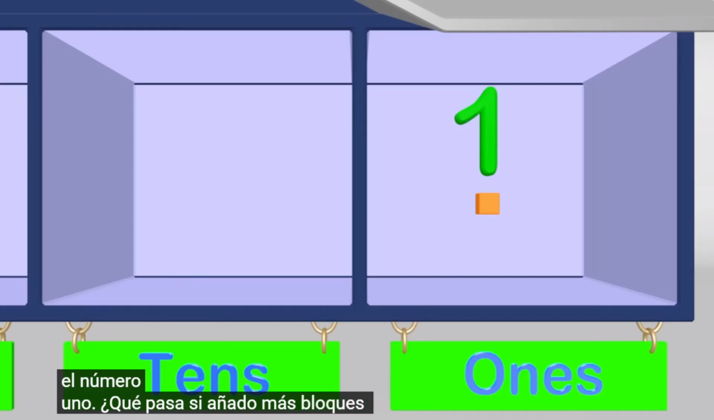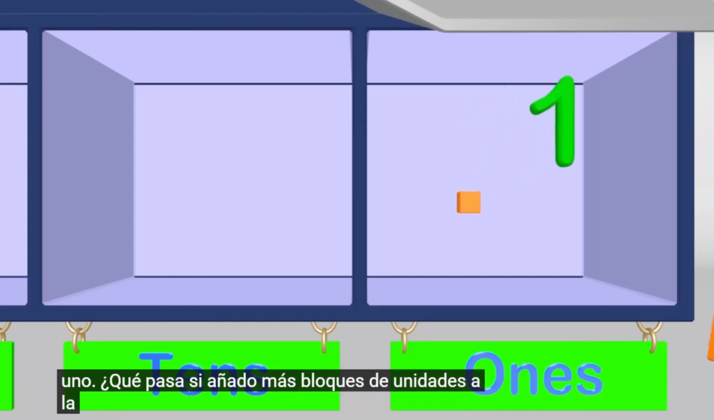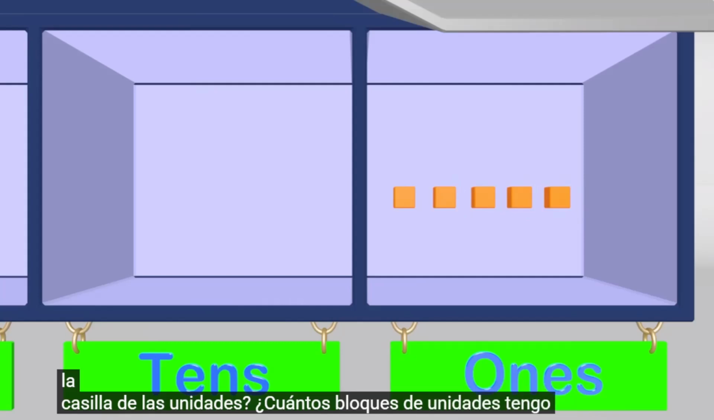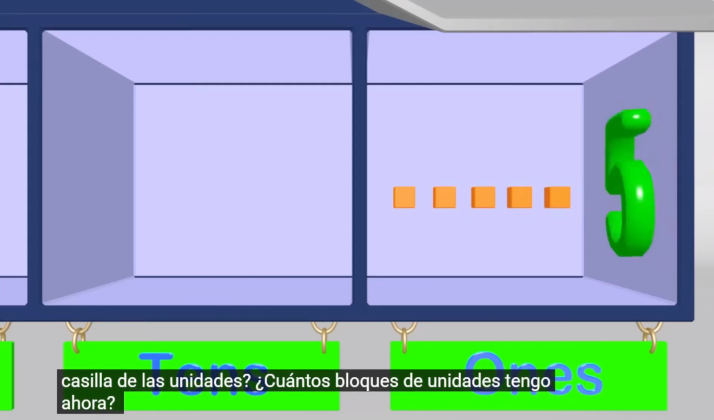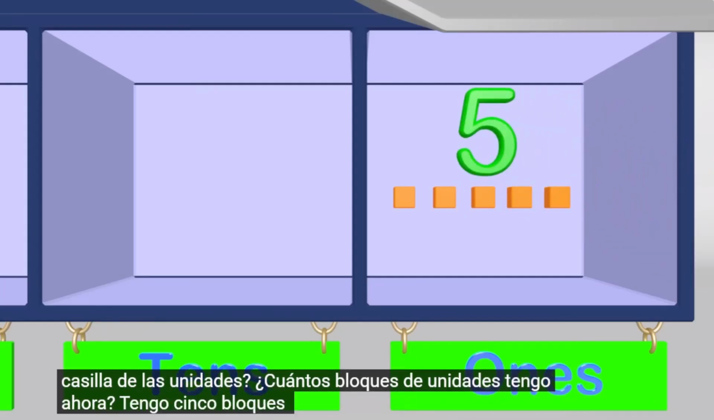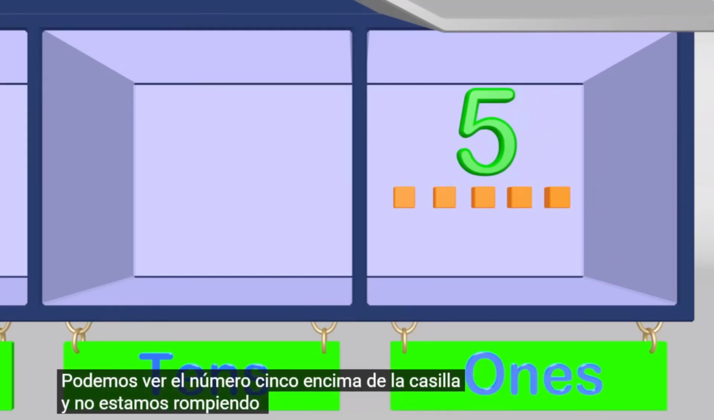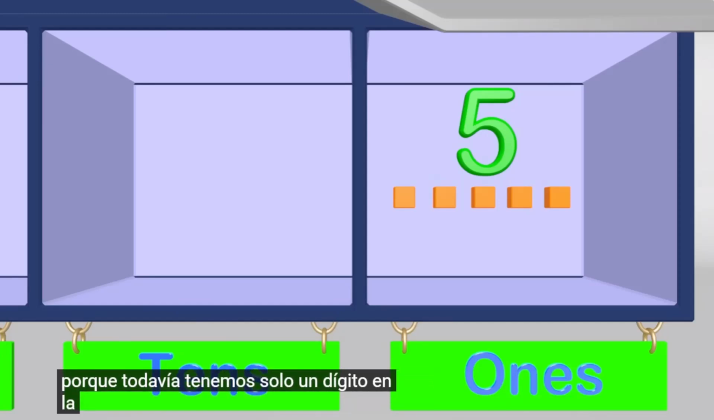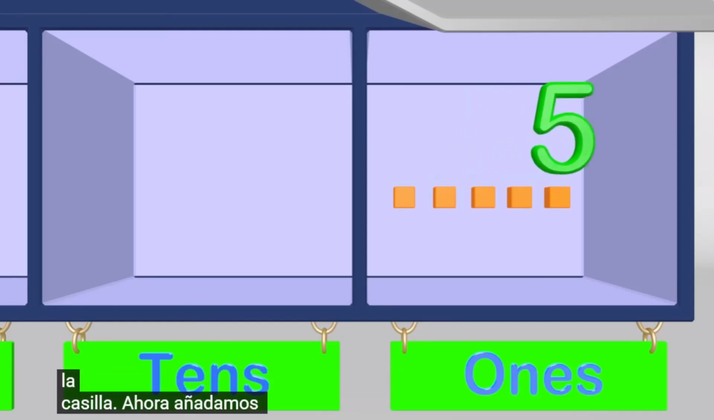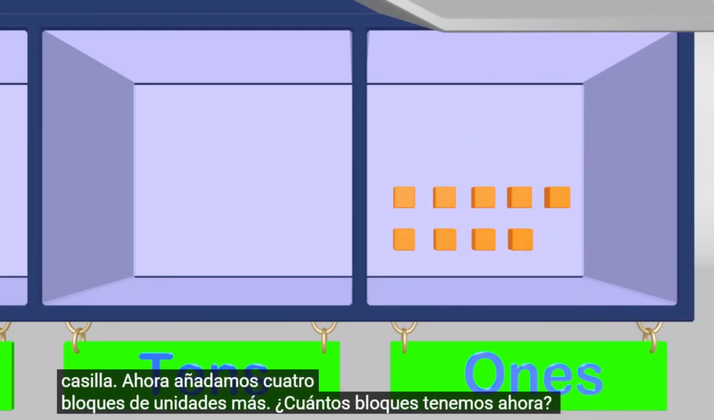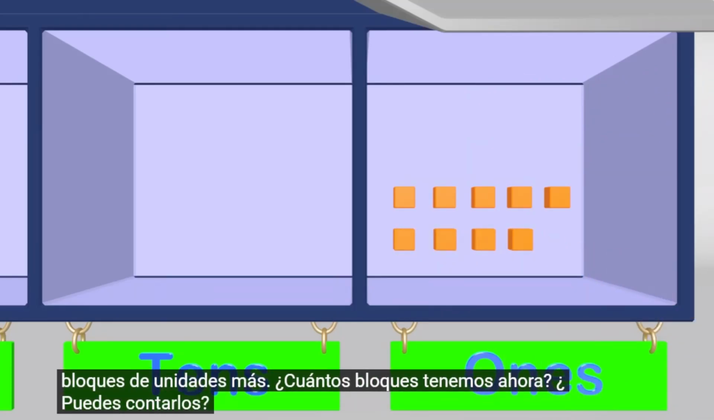What if I add more ones blocks to the ones place? How many ones blocks do I have now? I have 5 ones blocks. Great job! We can see the number 5 above the room, and we are not breaking the house rules because we still have just one digit in the room. Now let's add 4 more ones blocks. How many blocks do we have now? Can you count them for me?